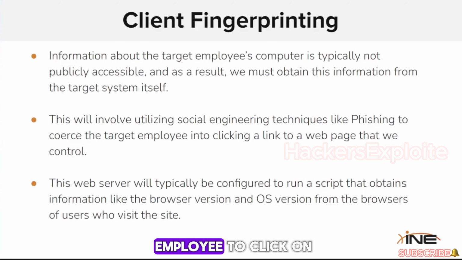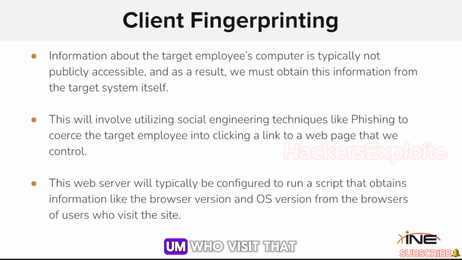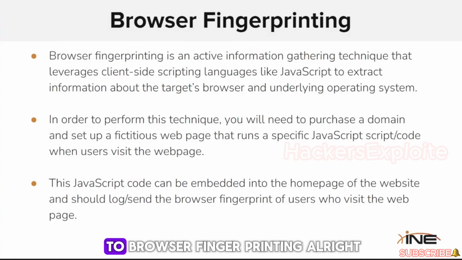So we need the employee to click on a link, and that link will be running some client-side JavaScript code that will tell us more about the browser that they're running, as well as a little bit more info. This web server that we'll need to configure, and I'll be showing you how to do this, will typically be configured to run a script that obtains information like the browser version and the operating system version from the browsers or users who visit that particular site. So that brings us to browser fingerprinting.